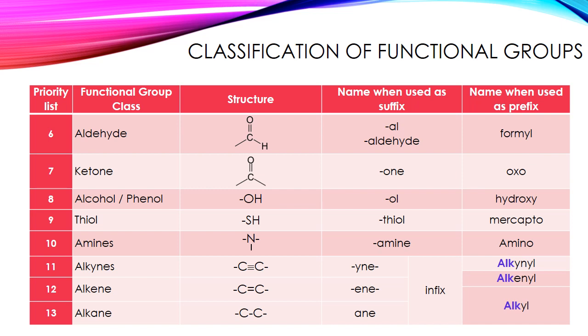But for numbers 11 to 13, alkynes, alkenes, and alkanes, there are no suffix words used, because yne, ene, or ane are used only in the middle part of the name. Let's consider this when you are writing down the name. That also contains their prefix names. Here, this alk, the word in blue color, can be replaced by the number of carbons contained in that group. Let's consider that when you are writing down the name.